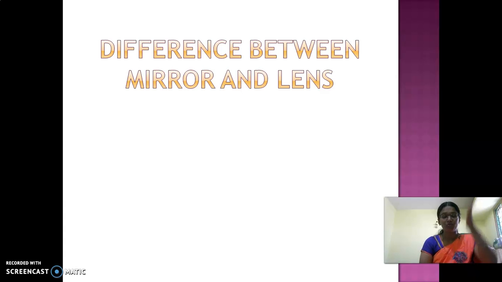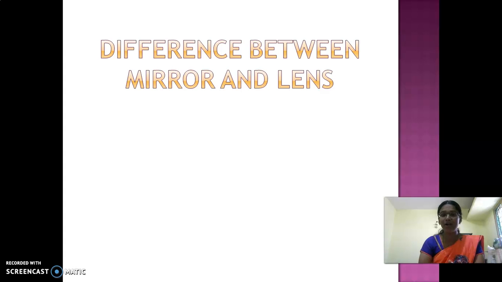In a mirror, one side will be polished and the other side will be coated. Have you seen the mirror which you use at your home, children? One side will be coated, so we are not able to see anything, and the other side is made of glass. But in lenses, we are able to see through both sides; there is no coating.